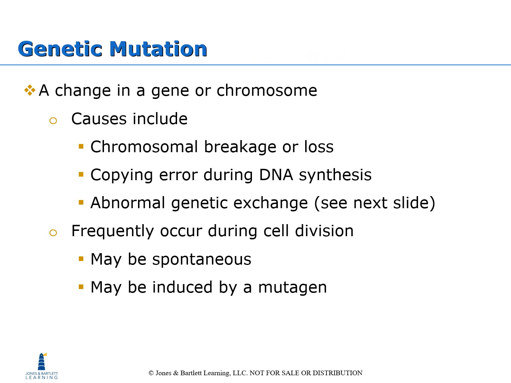Genetic mutation. A mutation is a change in the DNA sequence. It can appear from chromosome breakage, copying errors during cell division, or abnormal genetic exchange like crossing over mistakes. Some mutations are spontaneous, others are induced by mutagens: radiation, chemicals, certain viruses. Not all mutations cause disease. Some are neutral, some even beneficial.